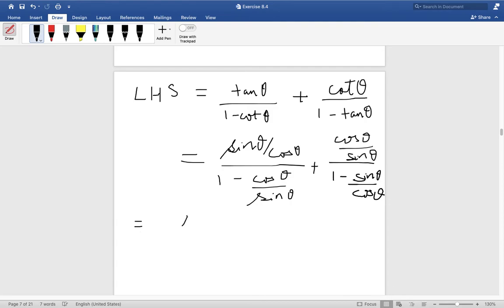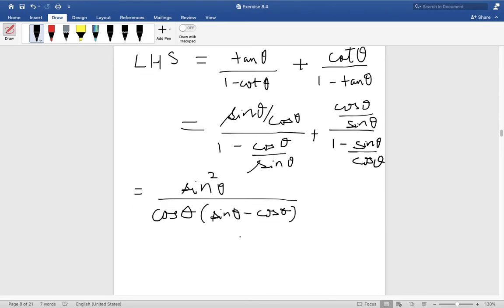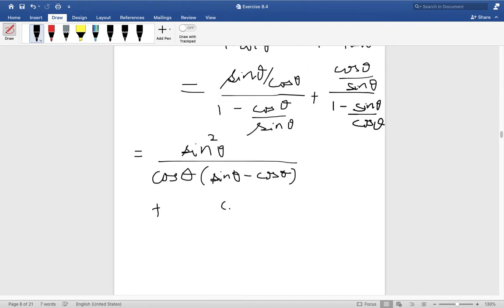So your left hand side will be what? Sine theta upon cos theta into sine theta minus cos theta, and you have sine theta over here. It will go up. You will get this. And since it is 1 minus cos by sine, so when I take the LCM, it will become sine minus cos. So that is why I'm getting this expression. So I hope you understand this. So cos theta by sine theta, and over here what will you get? Cos theta minus sine theta, and since cos is over here, I can take it up, so it will become cos into cos, which is cos squared.